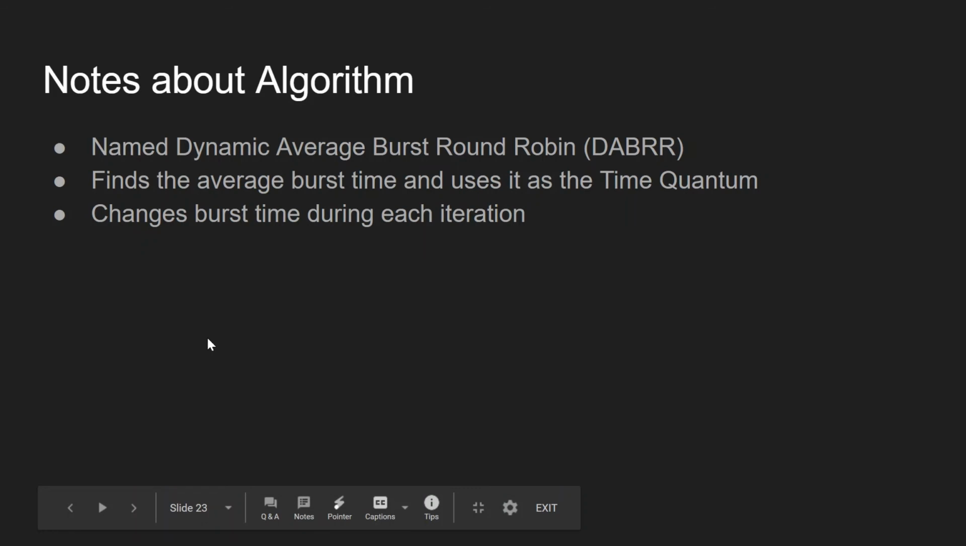Some notes. The algorithm's name is Dynamic Average Burst Round Robin, or DABR. It finds the average burst time and uses it as the time quantum, which is different from the median, which was used in the second paper that we looked at. It also changes the burst time during each iteration, which I thought was an inherently cool design that they have.